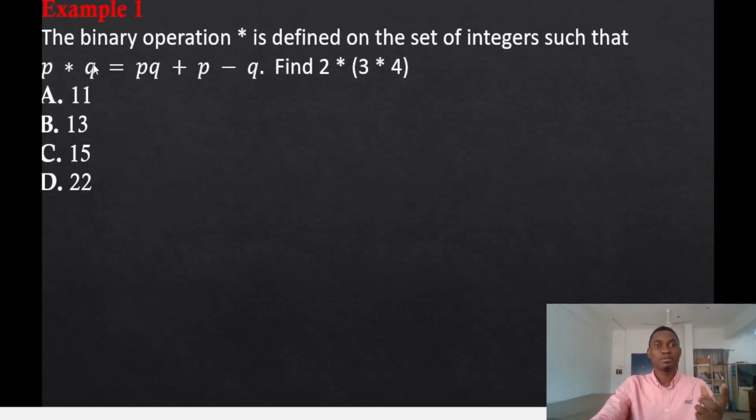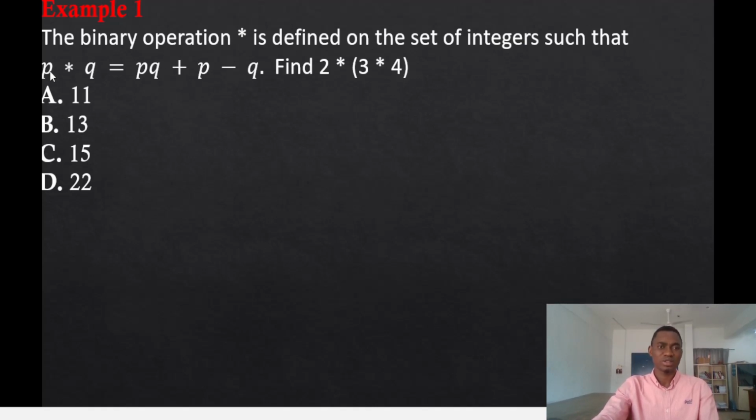Okay, the binary operation star is defined on the set of integers such that P operated on Q is equal to PQ plus P minus Q. Now find 2 operated on open bracket, 3 operated on 4, then close your bracket.